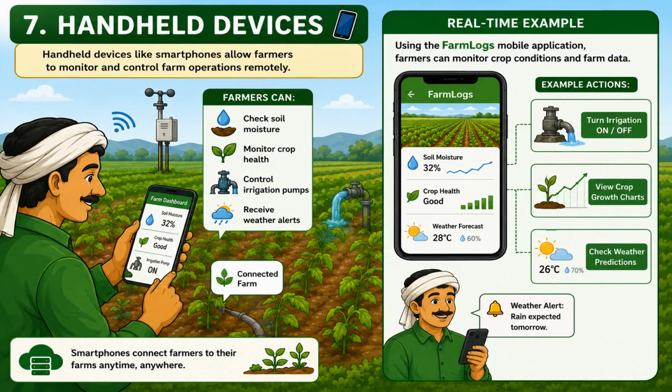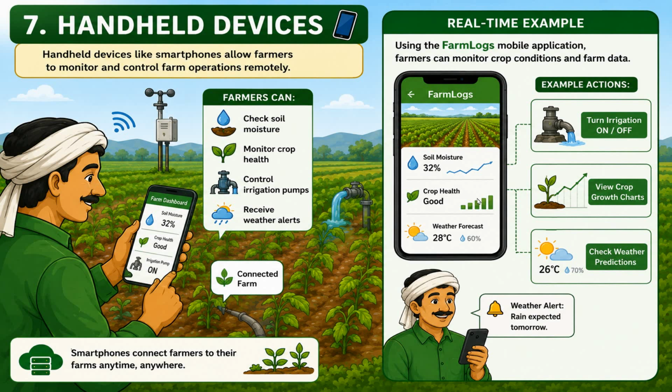Now the main benefit of this handheld devices is that they connect farmers to their farms anytime and anywhere, and the overall smartphones help the farmers to save time, make better decisions, improve crop management, and increase the agricultural productivity through smart farming and technology.